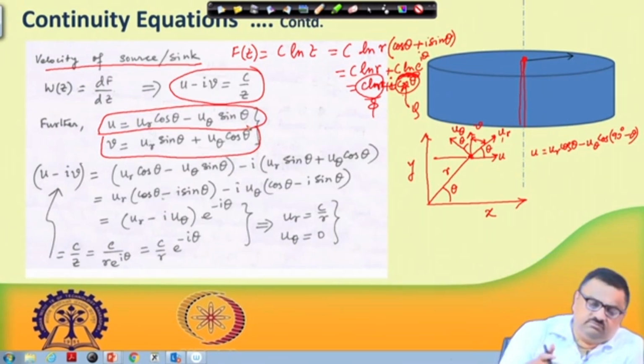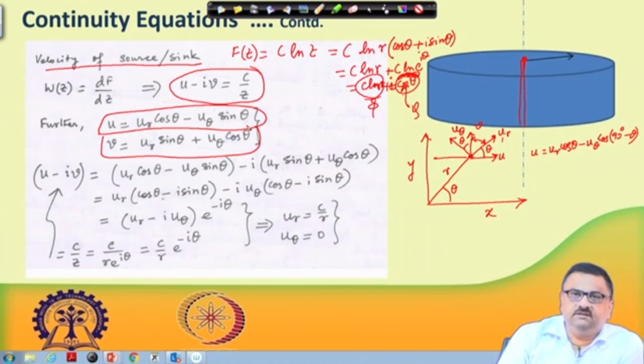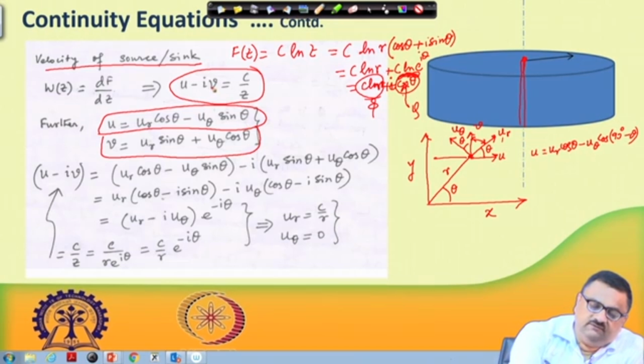This is in fact a sort of vector identity. I mean, whatever type of elemental flow we consider, it does not matter. It will always be u is equal to u_r cos theta minus u_theta sin theta, and v is equal to u_r sin theta plus u_theta cos theta. So, in this case, if we try to write what is u minus i v using this expression, instead of u we are writing u_r cos theta minus u_theta sin theta.